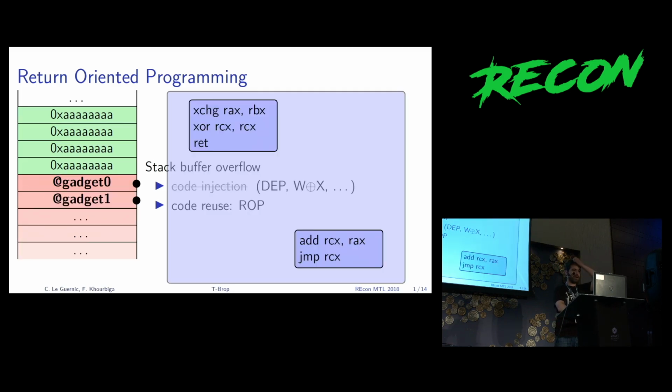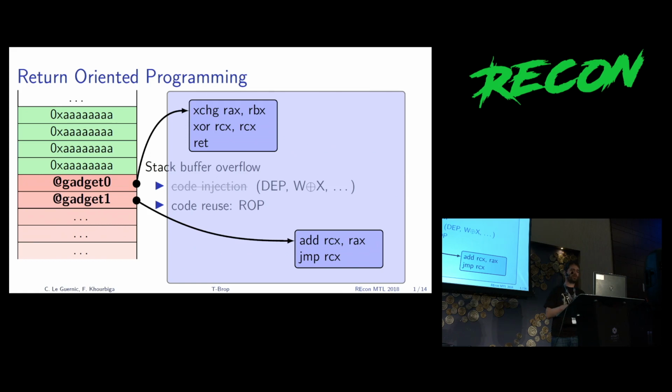It works by first identifying some snippets of code, called gadgets, that are inside the existing code, and you overwrite the return address on the stack with the address of the first gadget. Then when you hit the ret of this gadget, you pop the second address and you go to the next gadget, which here ends with a jump.